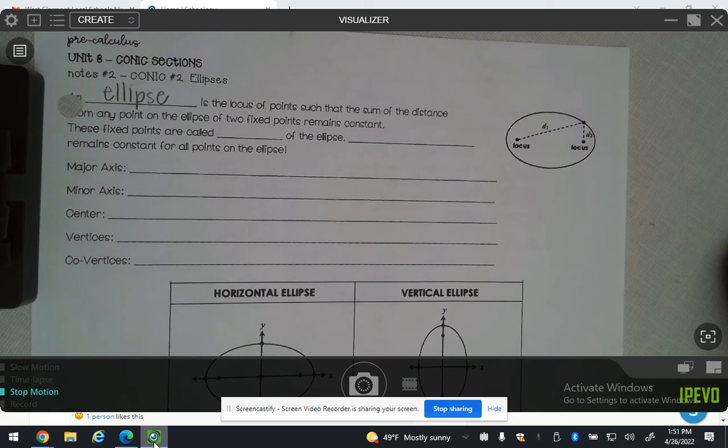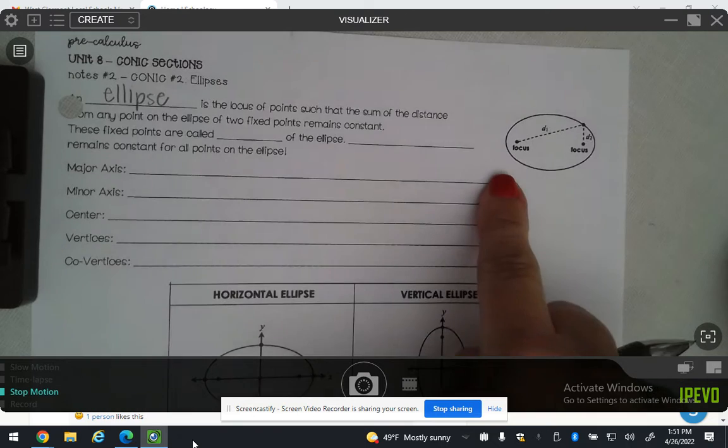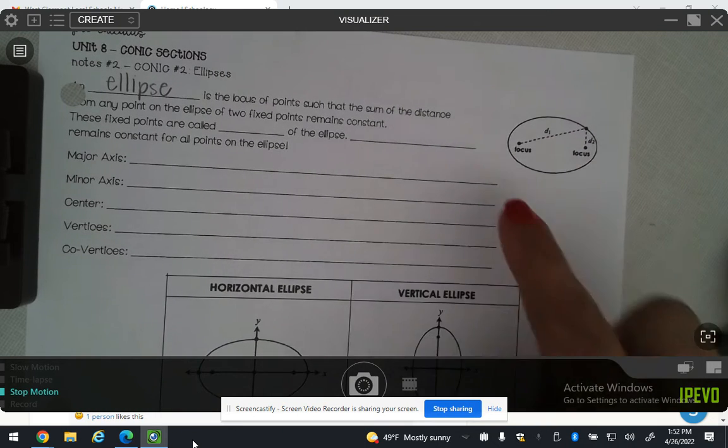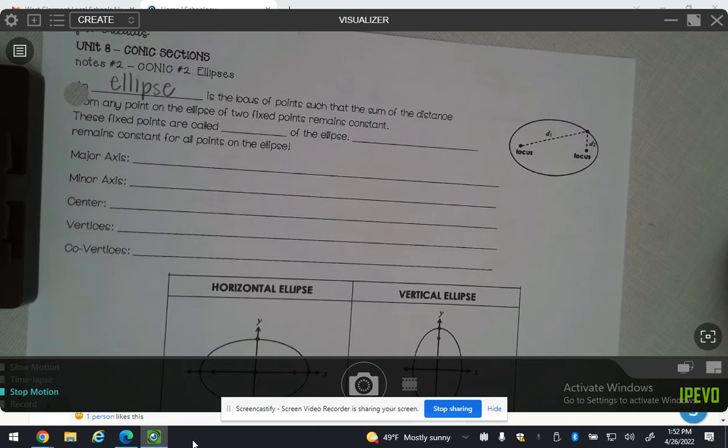An ellipse is a locus of points such that the sum of the distances from any point on the ellipse to two fixed points remains constant. Here's what an ellipse looks like. There are two shapes, horizontal and vertical. We'll talk about these in a second. But an ellipse kind of looks like an oval, right? It's not circular. It can be close to a circle, but it's not going to be circular.